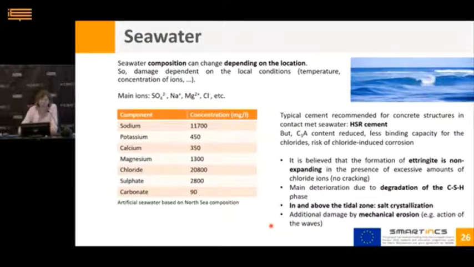So just some points, I added 4 points at the right-hand side of the slide regarding the attack of seawater, where we can find that ettringite is typically non-expanding in the presence of an excessive amount of chlorides. That the main degradation is due to degrading of the CSH phase. That of course in and above the tidal zone we have the salt crystallization, so the physical attack can also play a role, and you have the waves for instance, which can also lead to additional mechanical erosion. So these are just some points that should also be taken into account.